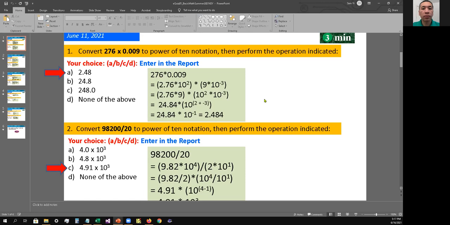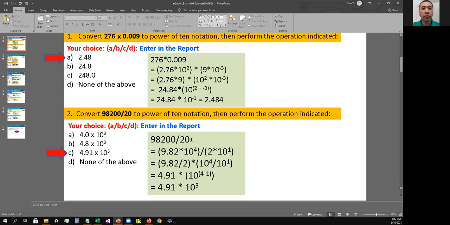Okay, for number two: convert 98200 divided by 20 to power 10 notation, then perform the operation indicated. So 98200 divided by 20. We convert this one into power 10, that's 9.82 times 10 to the fourth. And the 20 would be 2 times 10 to the one, so you're moving one place over.